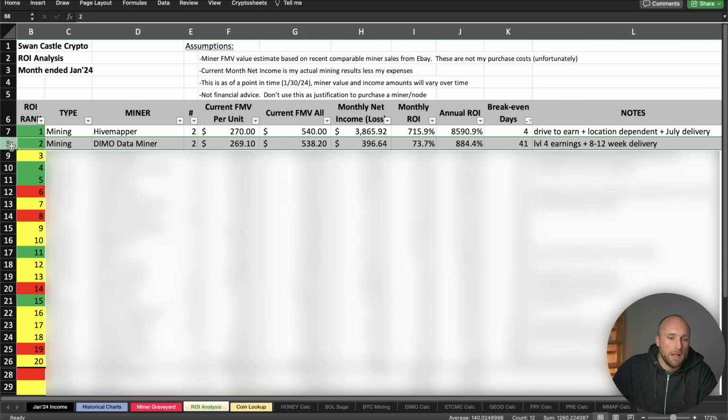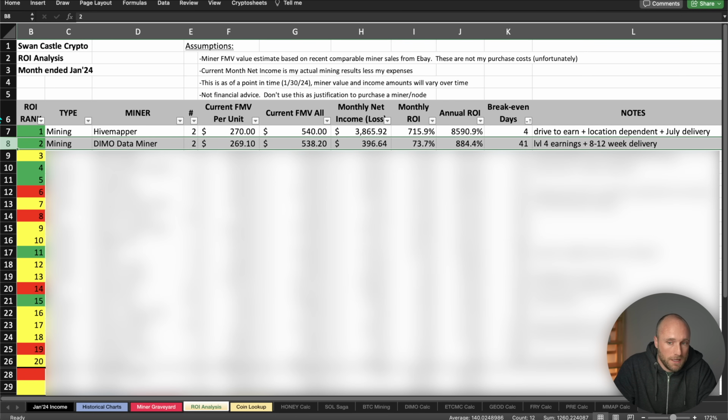Number two is obviously the DIMO data miner. I think these have been the top two projects for months and months now, and I've been raving about both of them ever since we got into them. These are my level four earnings. So when you get your device, your earnings will obviously be a little bit lower than mine, so the break even will be a little higher.